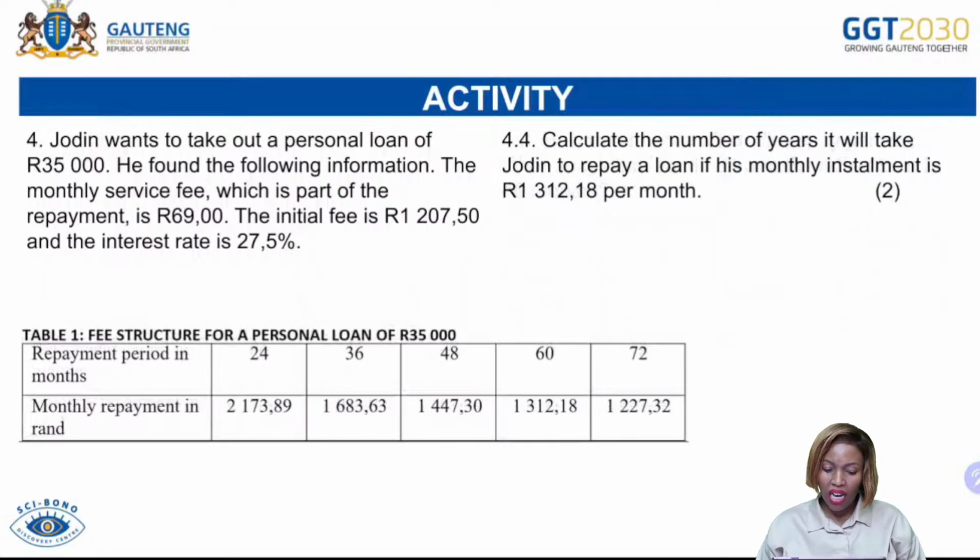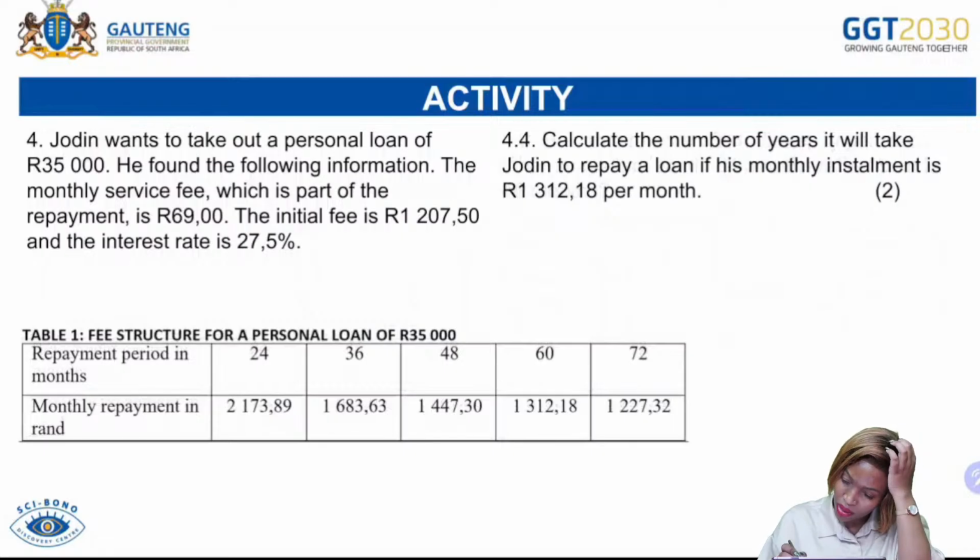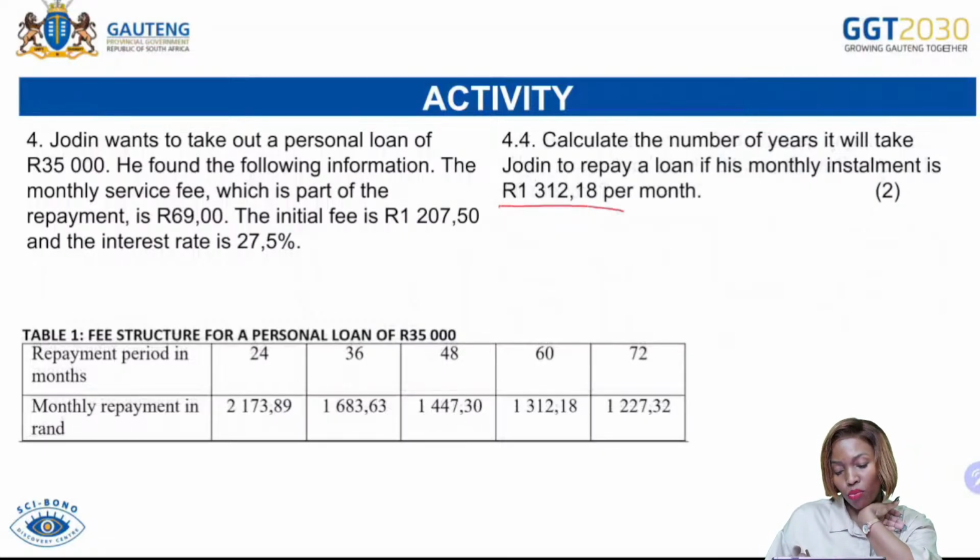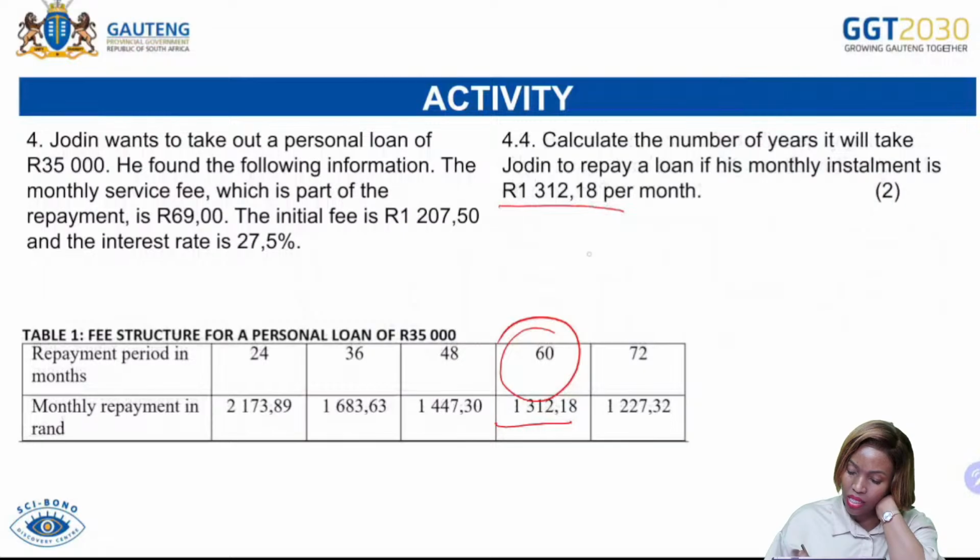4.4, calculate the number of years it will take Jordan to repay a loan if his monthly installment is 1,312.18 per month. What are they saying here? Calculate the number of years it will take Jordan to repay the loan. So the monthly installment is 1,312. How many months is that? This is 60 months. So it means here they say number of years. They want us to convert this 60 months to years.